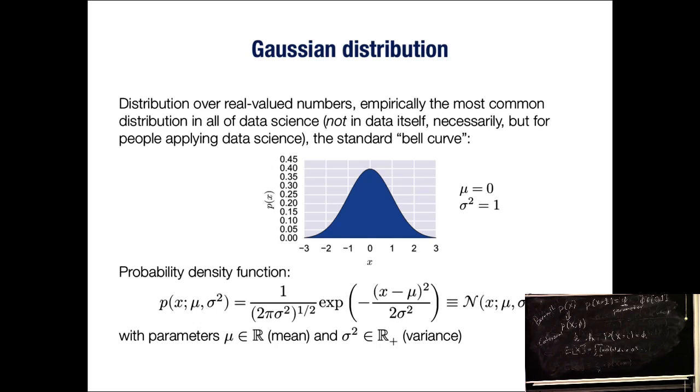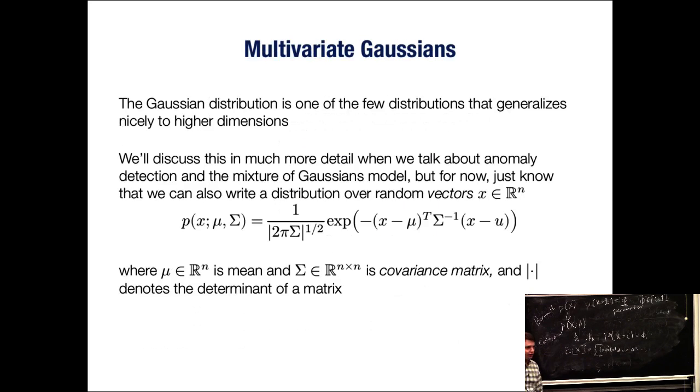The one thing I'll say, and we'll talk about this a bit more when we talk about anomaly detection, because that's where we're going to use multivariate Gaussians, is that the multivariate Gaussian is one of the few distributions that actually generalizes well to higher dimensions. For the vast majority of cases, if you take a single variable distribution and think about its extension to higher dimensions, it's really hard to do anything with that unless you just think about a product of independent distributions, which is not very interesting. Most distributions are kind of nasty. The Gaussian is an exception, and it has this very nice form here.